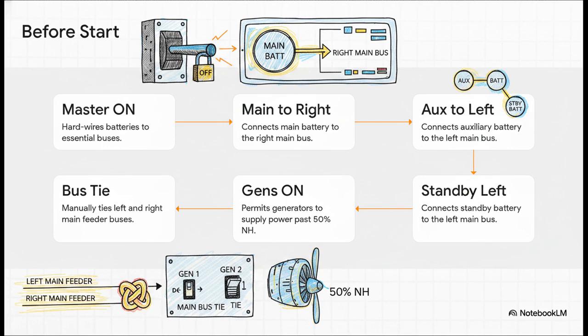And finally, step 6, manually toggle the main bus tie switch to the tie position. This locks the left and right main feeder buses together, ensuring they share power before the massive draw of an engine start. Just remember to tie the knot before you start.